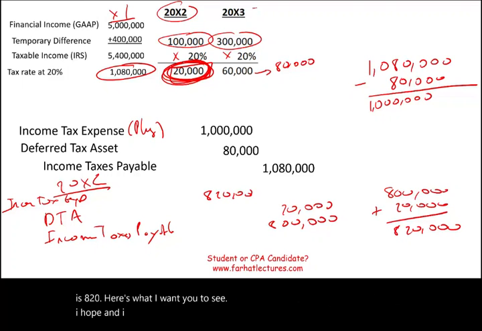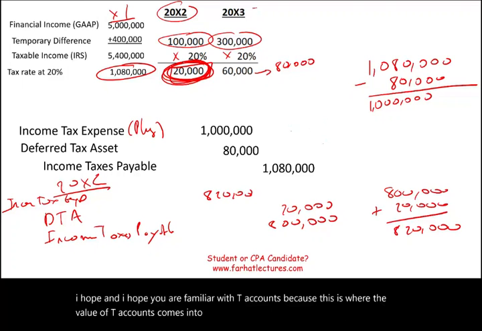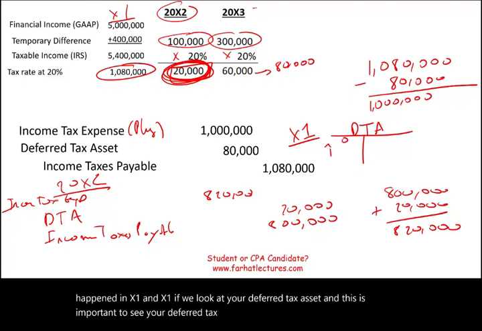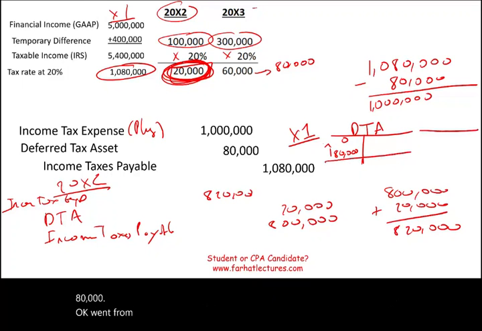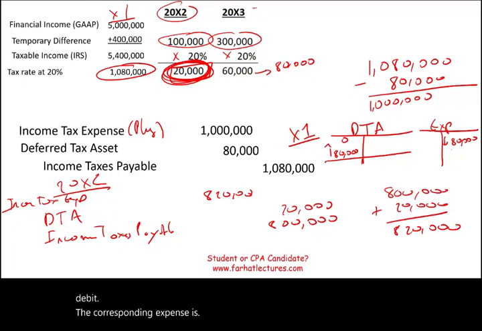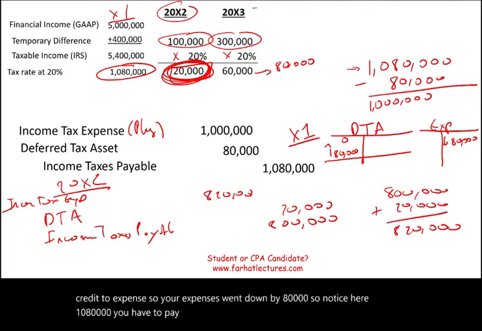Here's what I want you to see. I hope you are familiar with T accounts, because this is where the value of T accounts comes into play. In X1, if we look at your deferred tax asset, and this is important to see, it went up from 0 to $80,000. The corresponding expense, if this is a debit, is a credit to expense. So your expenses went down by $80,000. Notice here, you have to pay $1,080,000 to the IRS, but your expense was $80,000 less.